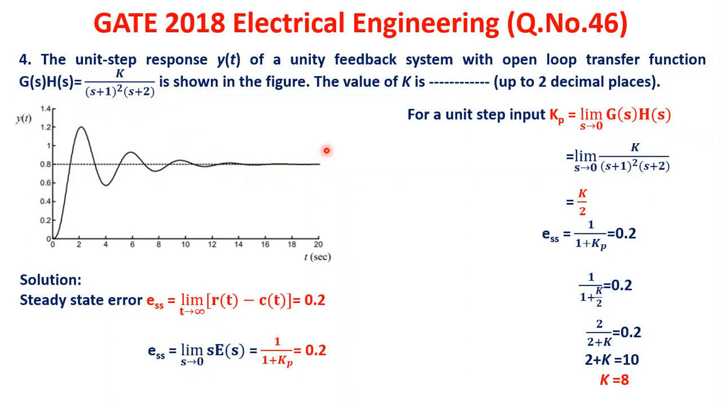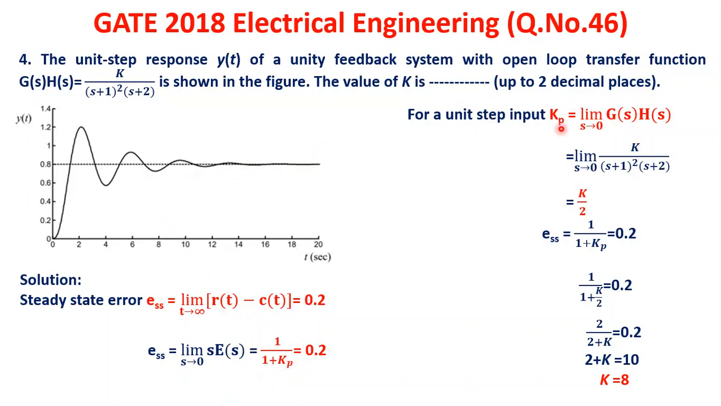Therefore, the steady state error is 1 minus 0.8. Limit t tends to infinity, r of t minus c of t. So 1, because step input, unit step response only is given. So 1 minus 0.8, where 0.8 is the steady output. So 0.2. So for step input, we know the steady state error is given with a formula 1 by 1 plus kp equal to 0.2.